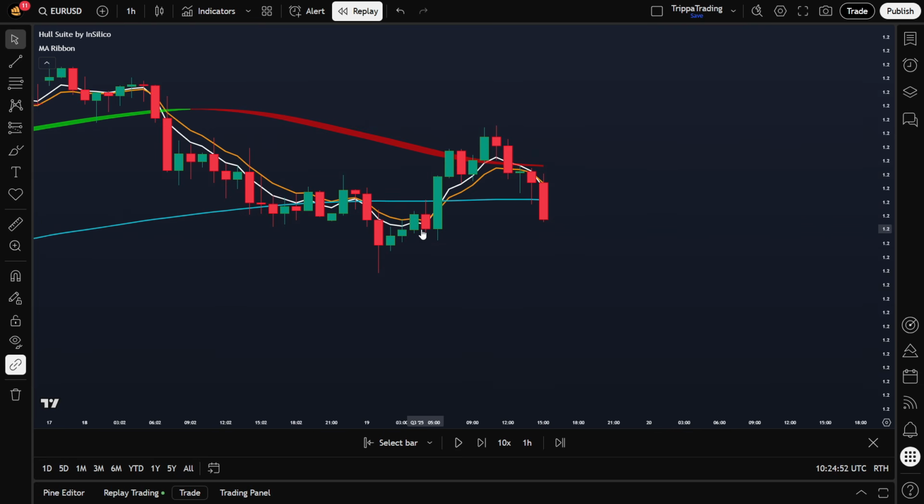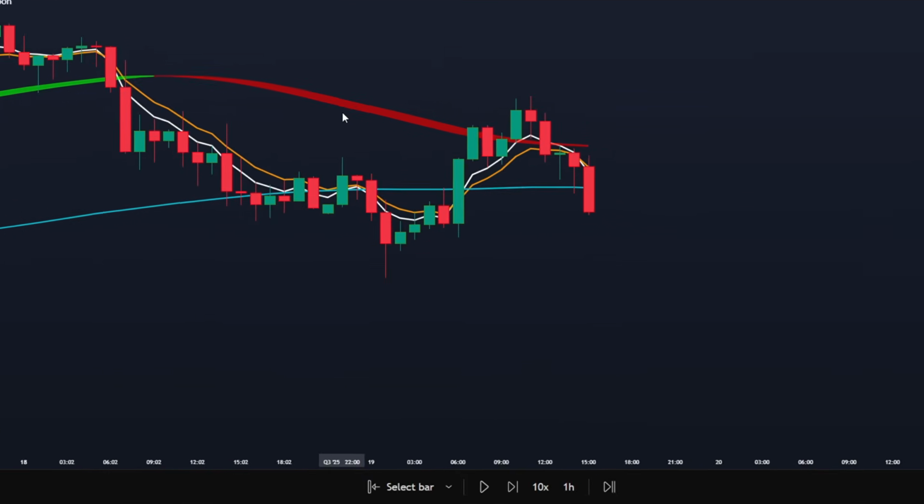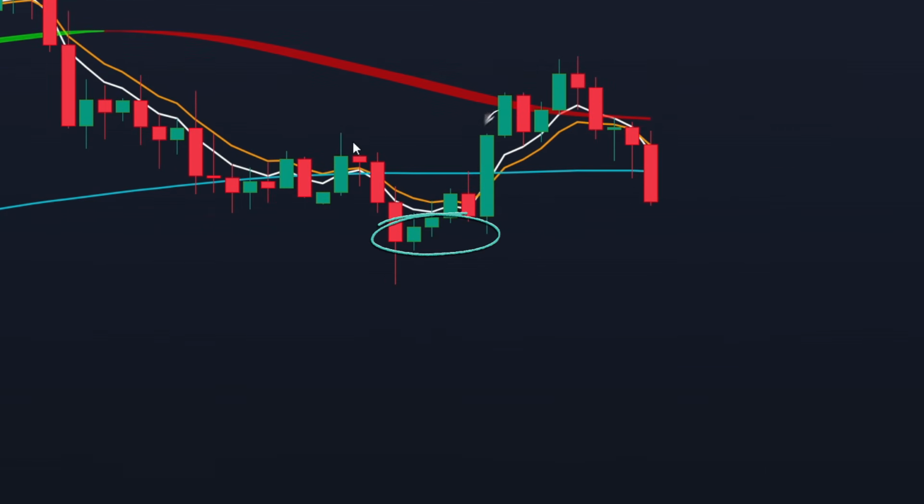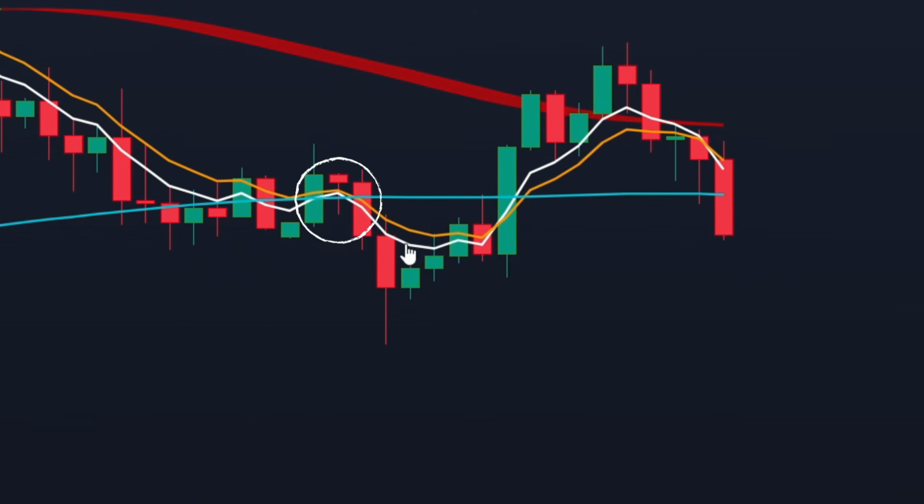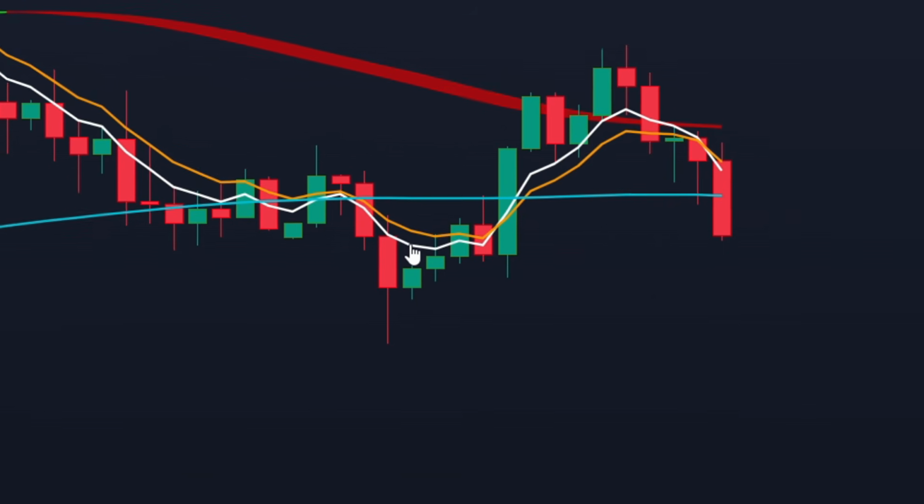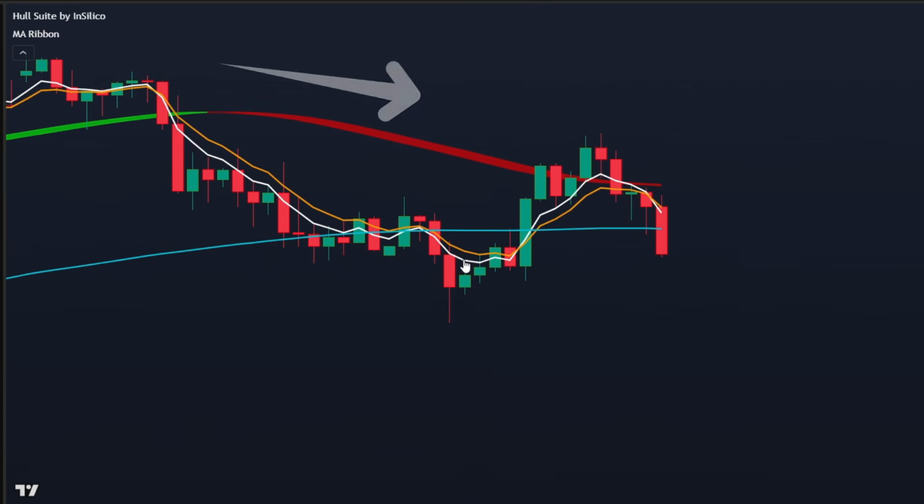A valid sell setup begins when the Hull moving average flips from green to red. That's our first early warning that a possible downtrend is forming. But we don't enter just because the HMA turns red. In the next step, the price must move below the SMA 200, and both EMAs, white and orange, must also cross below the SMA 200, just like we can see happened over here. This tells us that not only is the HMA signaling weakness, but the broader trend is shifting too.